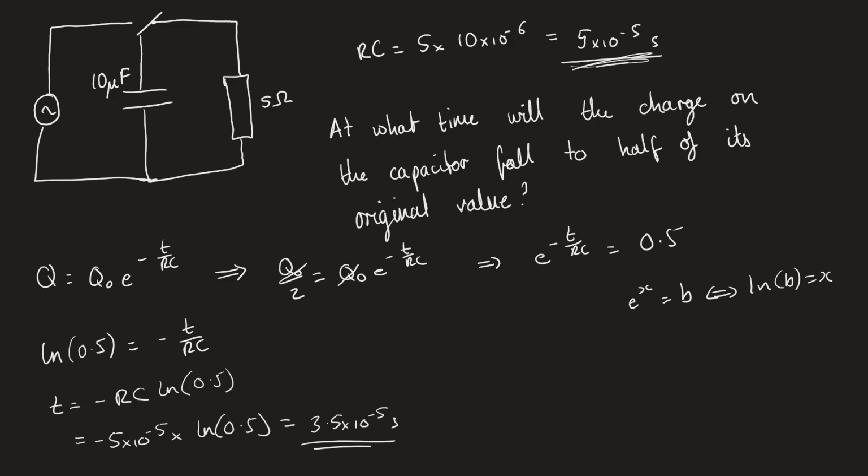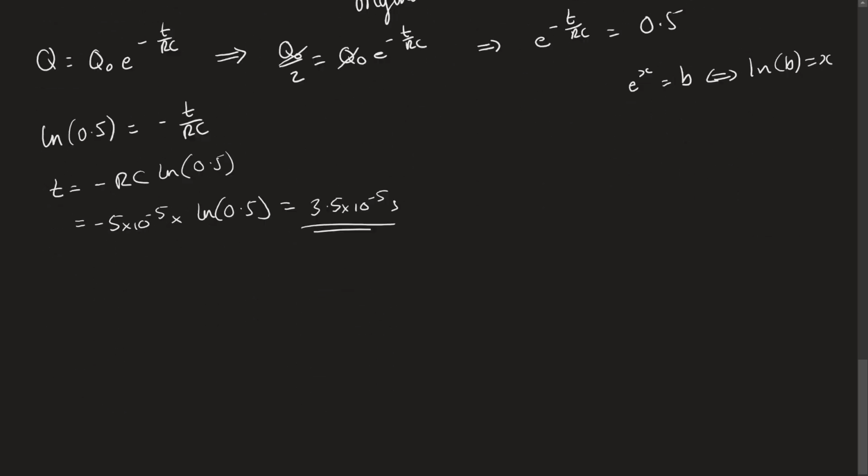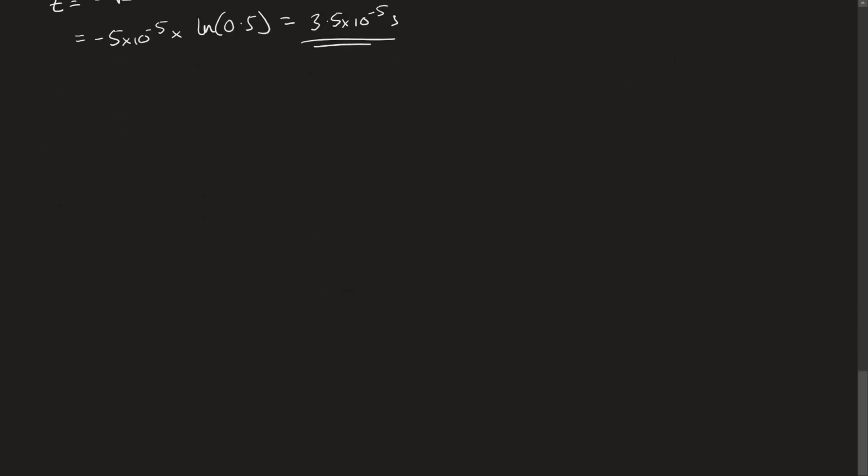Now, what I want to do before I end this video is just give you a general expression for those of you who will struggle with the maths a bit more. I want to derive an expression for t in terms of Q, Q0, and RC. So I'm going to start again at the top saying that Q must be equal to Q0 e to the minus t over RC.